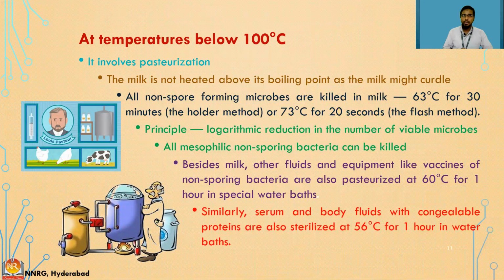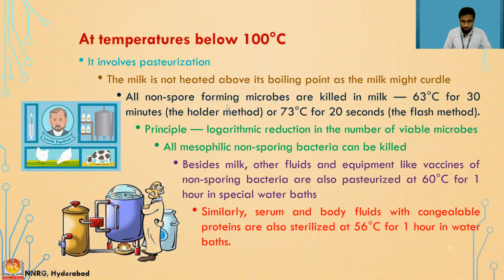If we heat to 100 degrees, the protein itself gets coagulated and the milk will be ineffective if we administer that. Okay, it involves the pasteurization technique developed by Louis Pasteur. The milk is not heated above its boiling point, as the milk might curdle, which means it breaks. All the protein part gets broken.